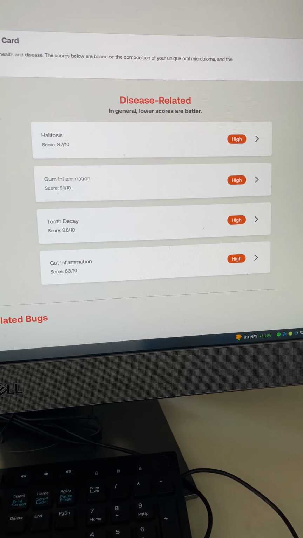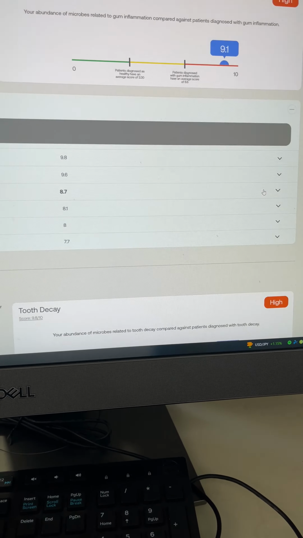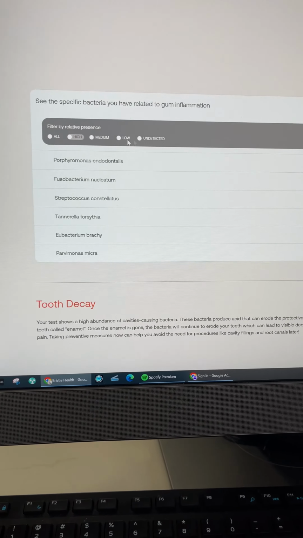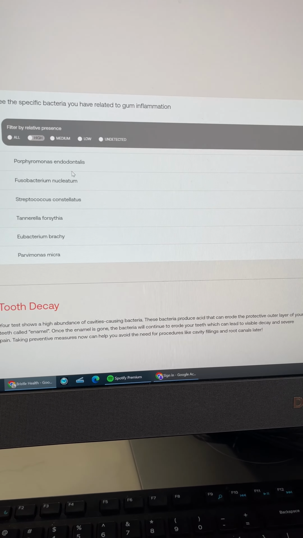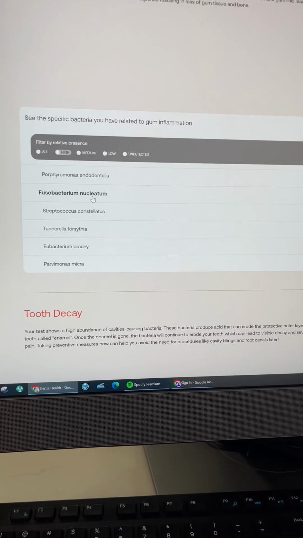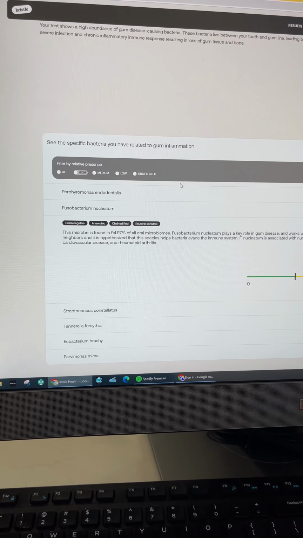So Bristle's test allows us to go into greater depth. I can actually find out what individual bacteria are causing this patient to be at high risk for gum inflammation. I know this one's particularly bad, so we're going to want to do things to reduce or eliminate it. So I can look at the patient's report card, which is like a snapshot of their oral health in a bunch of different ways. And then if they have a problem, I can dive deeper.